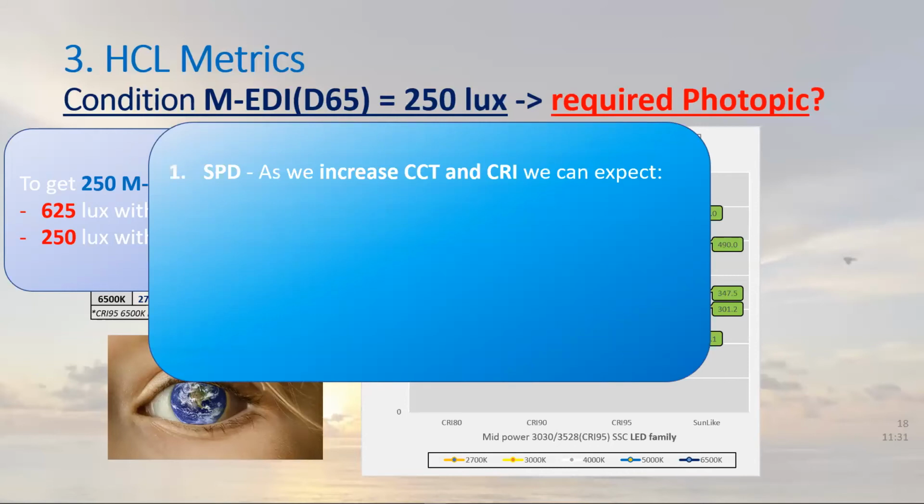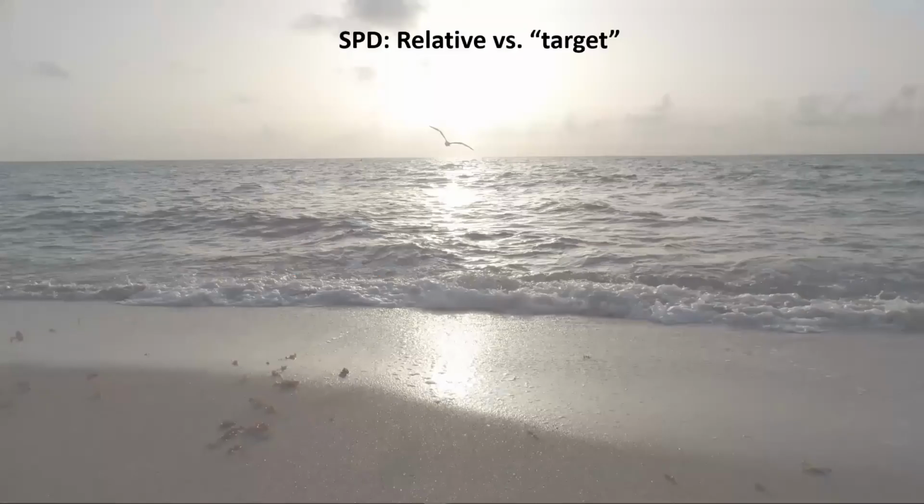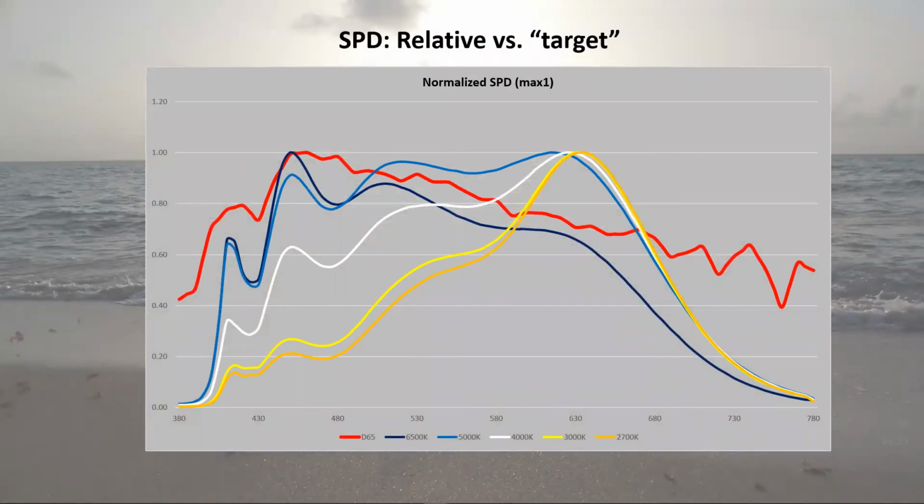So as a summary, and this is why SPD is so important, as we increase CCT and CRI, we can expect more melanopic stimulus on an equal photopic condition and less photopic requirement to achieve a certain melanopic stimulus. But SPD is only half of the story. What is next? This we will see. This is quite important, this slide.